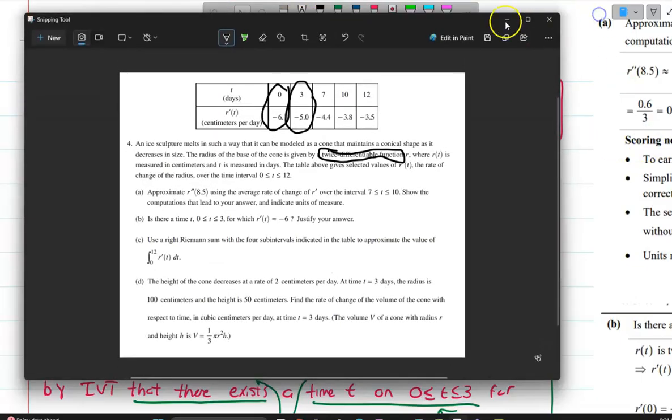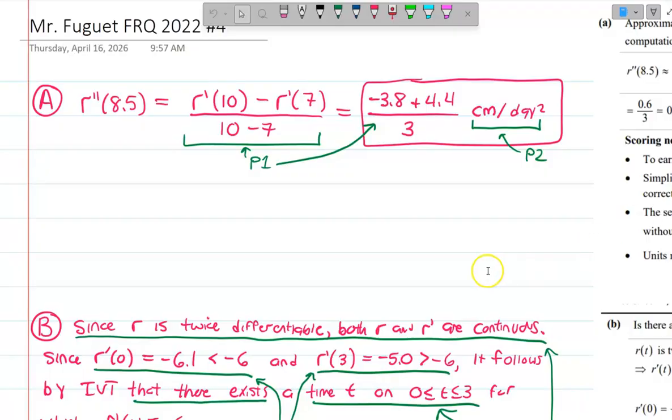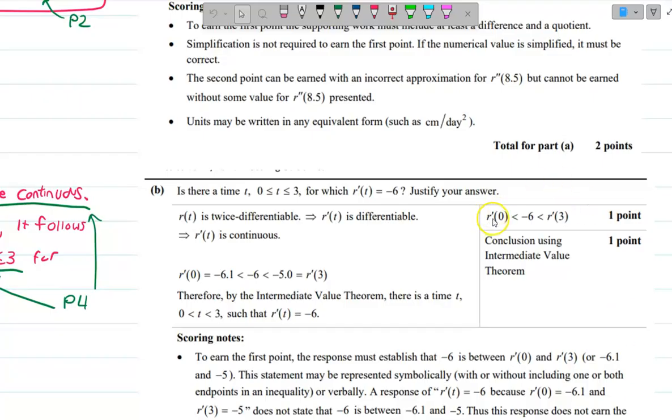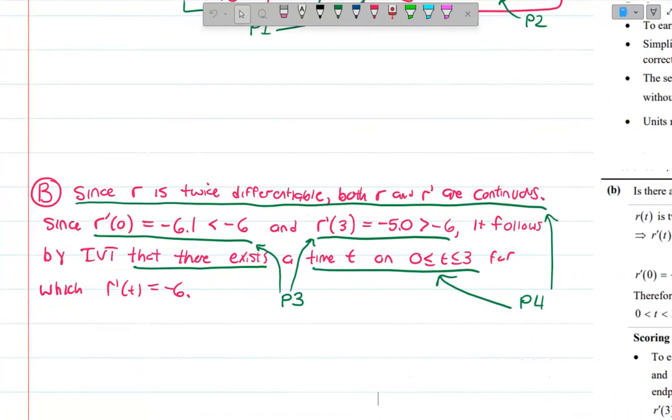So let's talk about what we need to do to answer and get all the points for this. I have a lot of arrows here, so I want to point out how this works. Point number 3, using the language from the scoring rubric, says that you are indicating that negative 6 is bounded between r prime of 0 and r prime of 3. However you accomplish that is up to you. I wrote, since r prime of 0 is equal to negative 6.1, which is less than negative 6, and r prime of 3 is equal to negative 5.0, which is greater than negative 6, that checks those 2 boxes for IVT.